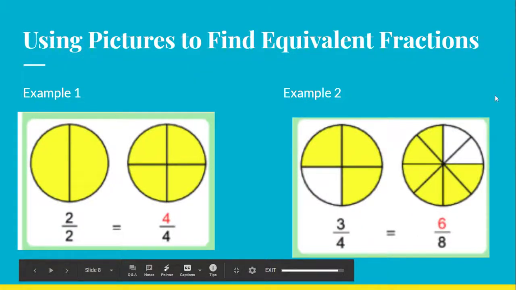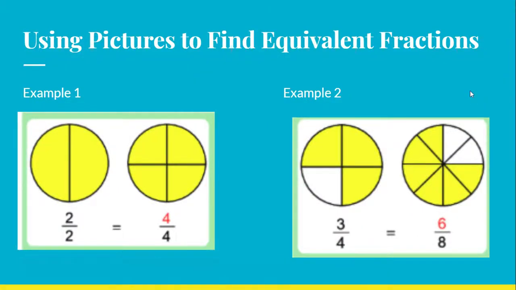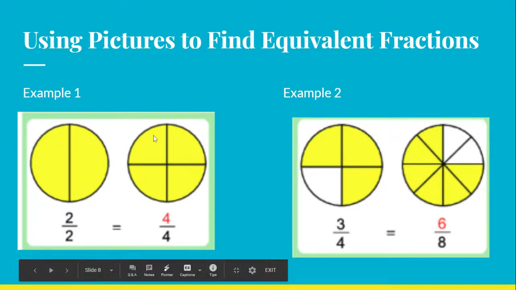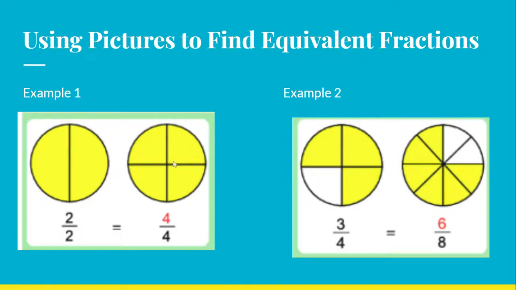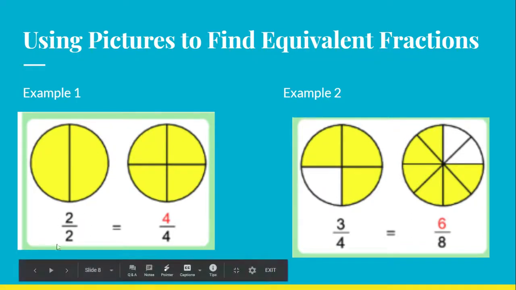Let's use another strategy, using pictures to find equivalent fractions. Take a look at our first example. In these examples, the entire circle is shaded in. Let's start with our first circle. There are 2 parts in the whole, and 2 parts are shaded in. So I have the fraction 2/2.